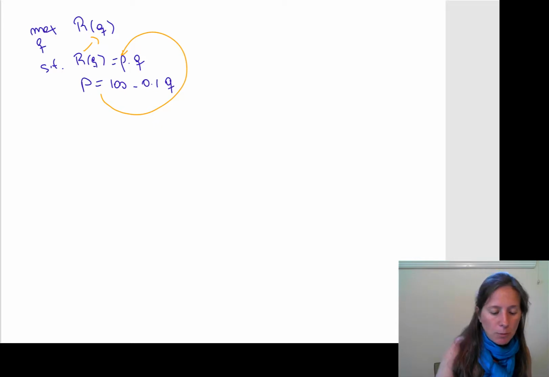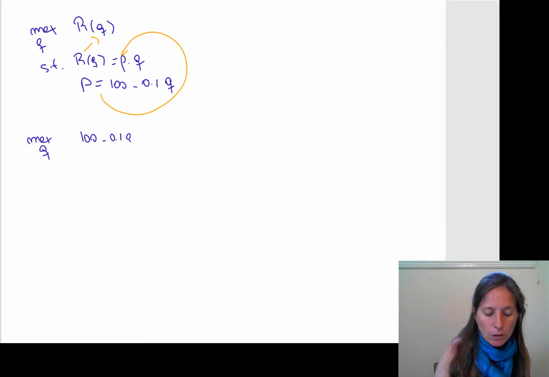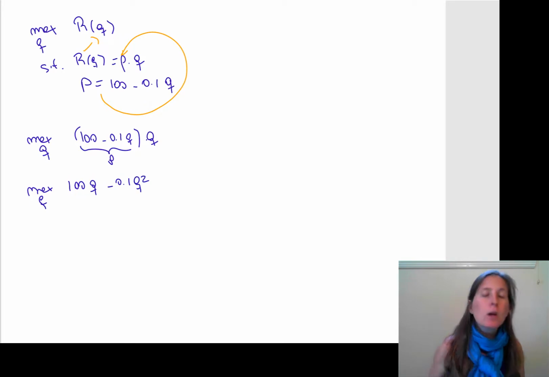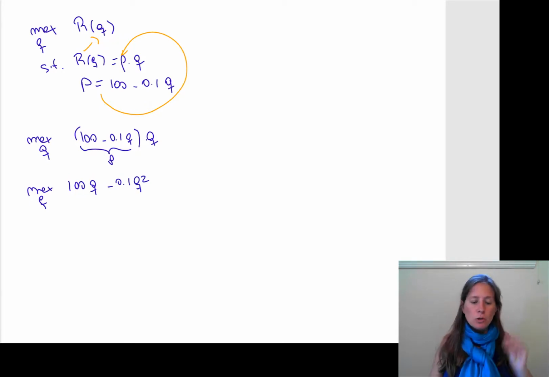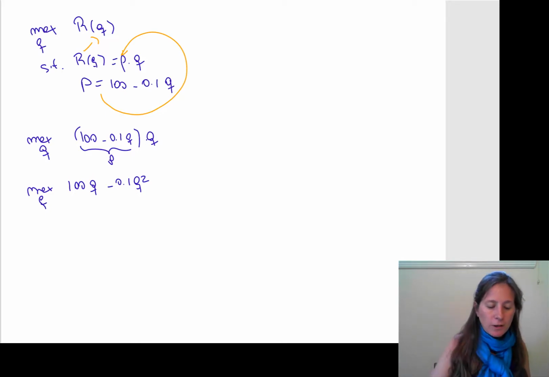So we can convert our problem to something that we've been discussing in the rest of the notes. It's going to be 100 minus 0.1 Q, remember this is P, times Q. Equivalently, you're trying to maximize 100 Q minus 0.1 Q squared. So this is our objective function. Maximize revenue, choosing Q.